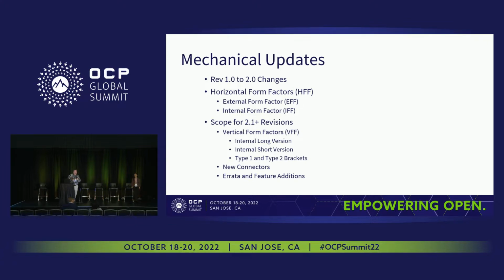There have been some significant changes from Rev 1.0 to 2.0, and we'll talk about those. You still have the horizontal form factor, both the external form factor, which we call the EFF, and the internal form factor, the IFF. Lastly, we'll talk about the scope for our next revisions. Those will introduce the vertical form factor. We have both internal versions, a long and a short, so we'll talk about that.